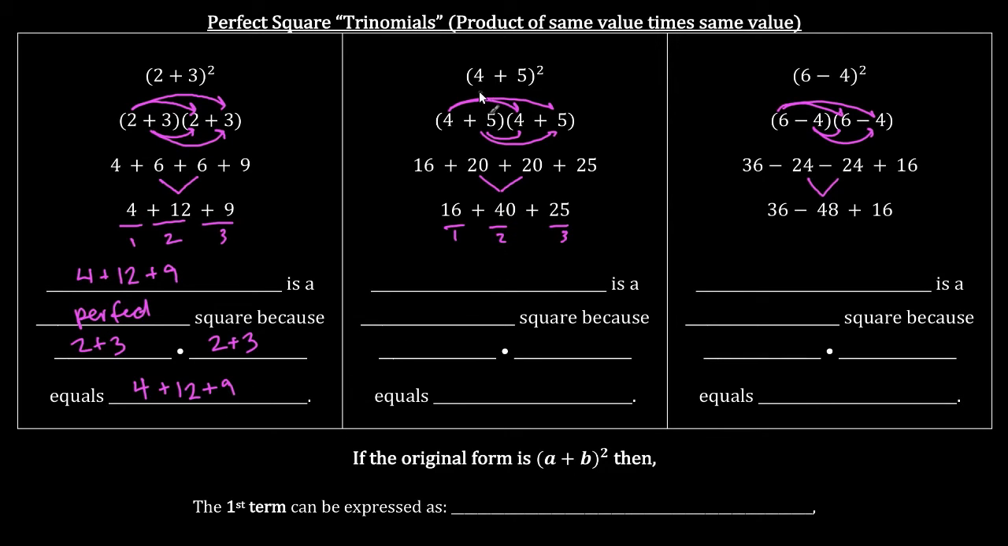Let's try it again. So 4 plus 5 to the second power is 4 plus 5 times 4 plus 5. And we got 16 plus 40 plus 25. That means 16 plus 40 plus 25 is a perfect square because the same thing, which is 4 plus 5, times the same thing, which is 4 plus 5, can be expressed as 16 plus 40 plus 25.